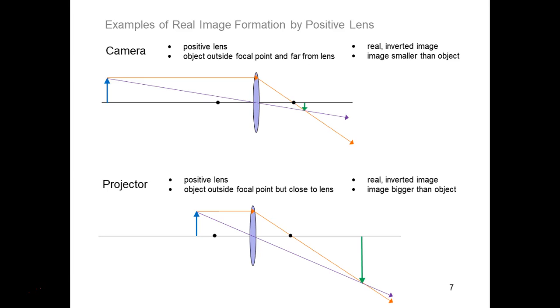If you think of the projector in our classroom, it projects a real inverted image. Now, we don't see it inverted. We don't think of it as inverted, but the LCD screen inside the projector, the object, it's a transmission object, the light's going through it, but it is inverted compared to the screen image. And the image on the screen is bigger than the object, that real inverted image. Okay, so if I say projector, you should think of a positive lens, object outside the focal point but close to the lens. And then realize what you're going to get is a real inverted image bigger than the object.